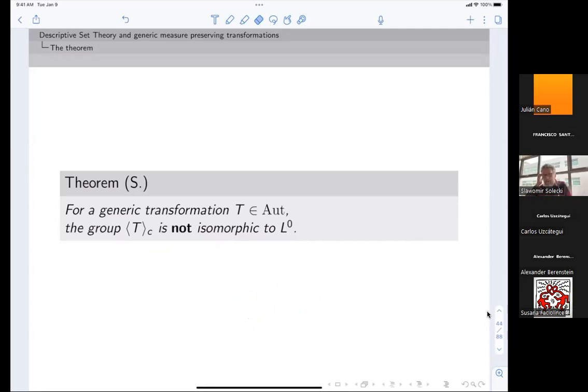So are there any questions about this motivation and about the statement of the theorem?